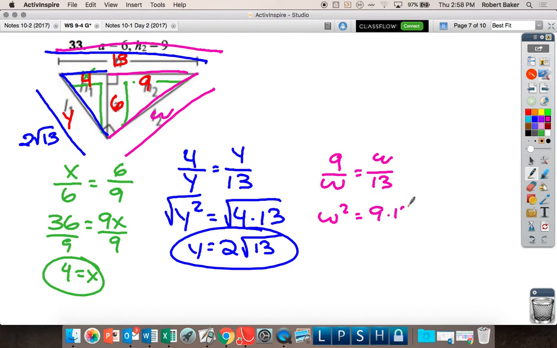Perfect. Take the square root of both sides. The square root of 9 is 3. And you get the square root of 13.